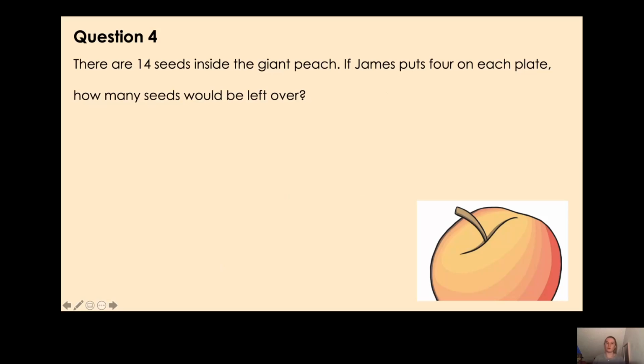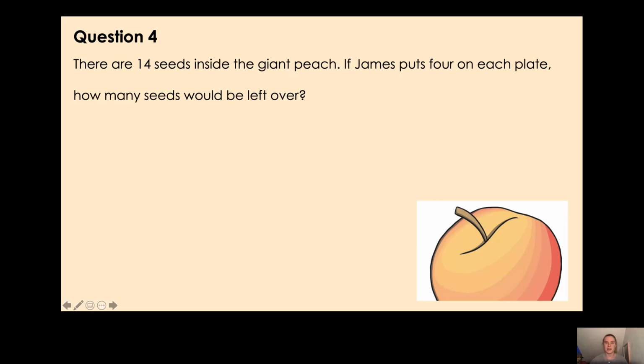Okay, number 4. There are 14 seeds inside the giant peach. If James puts 4 on each plate, how many seeds would be left over? Okay, so again, what are you going to use to work out this question? Pause the video now and have a go.